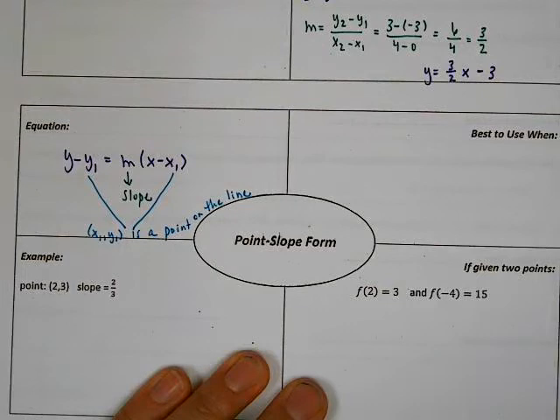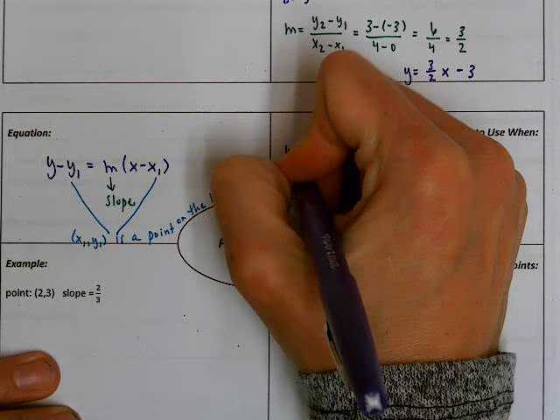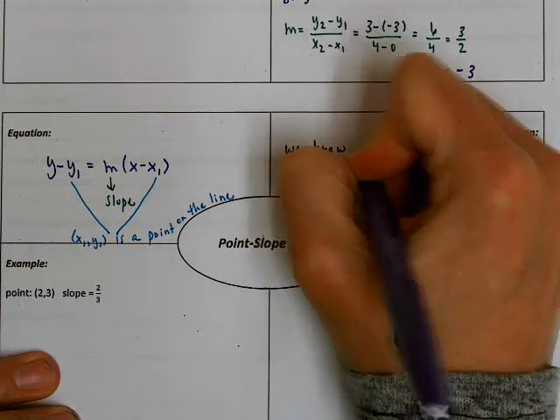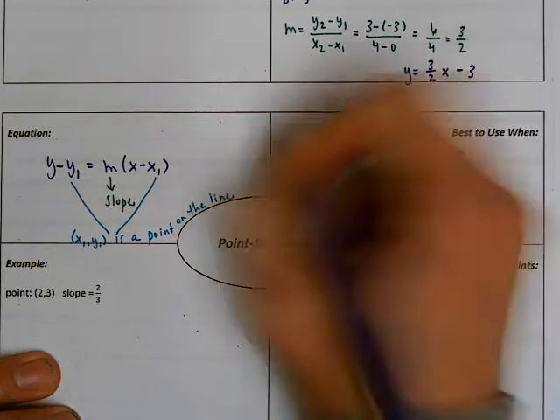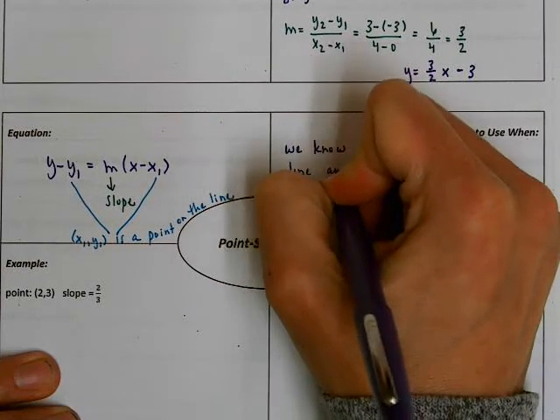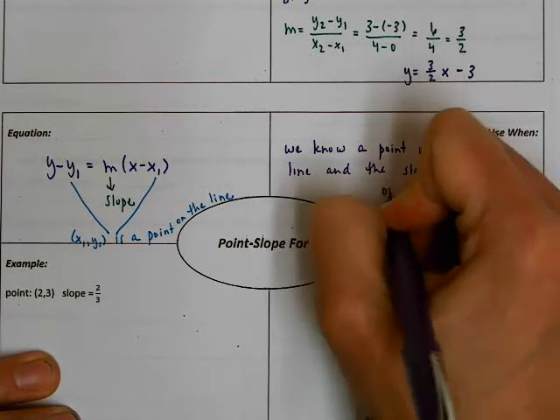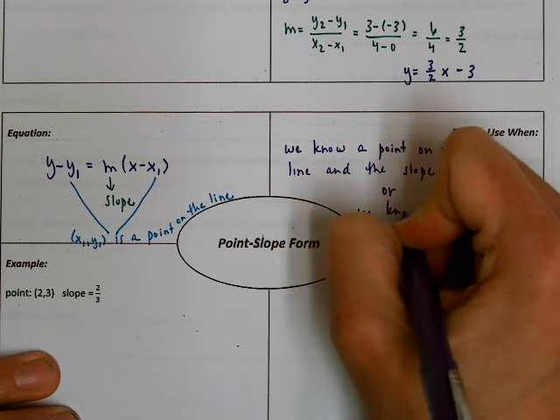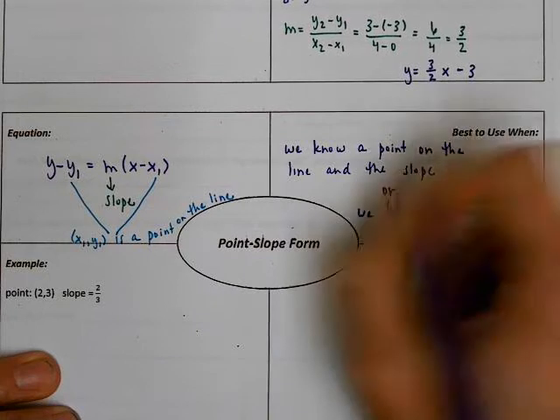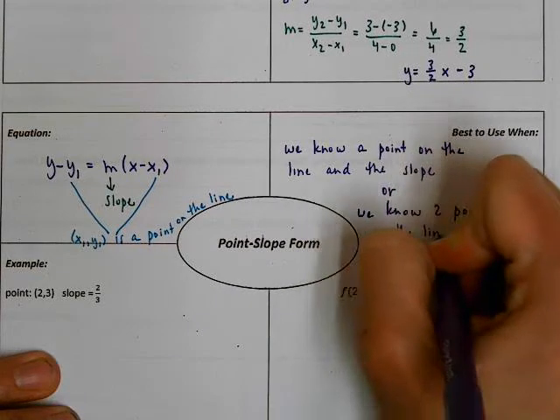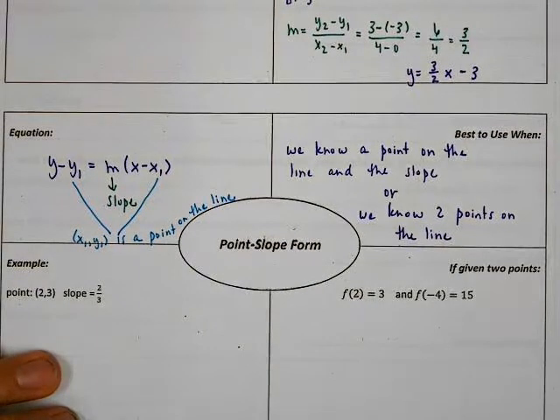Now, for point-slope form, this is best to use when we know a point on the line and the slope, or we know 2 points on the line. So if we know one of those things, that's when we're going to use point slope form.